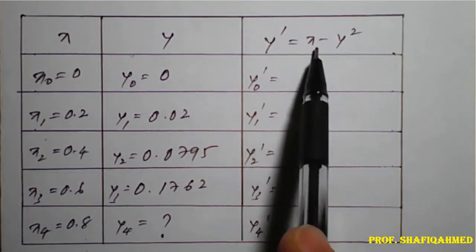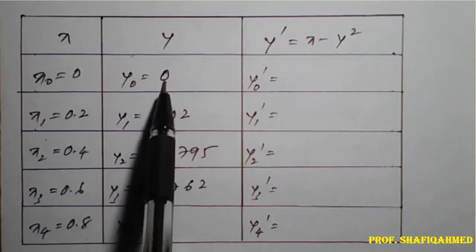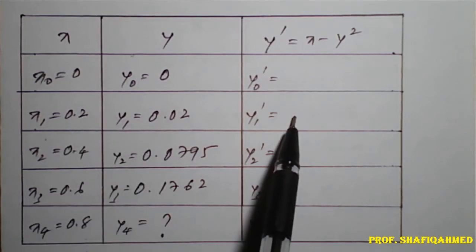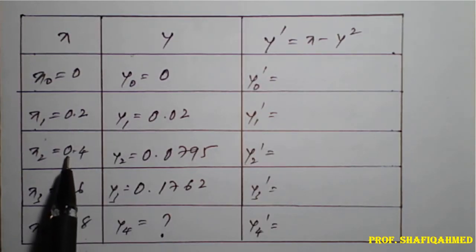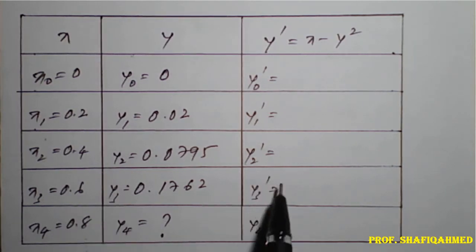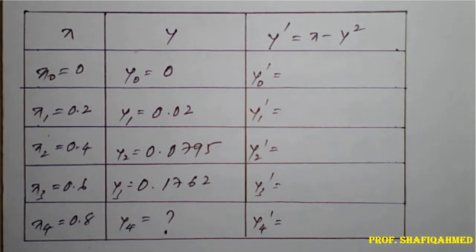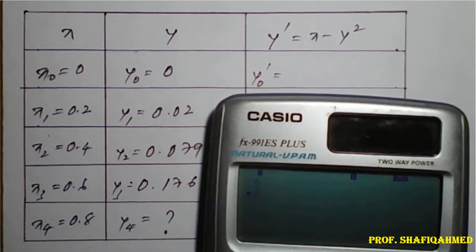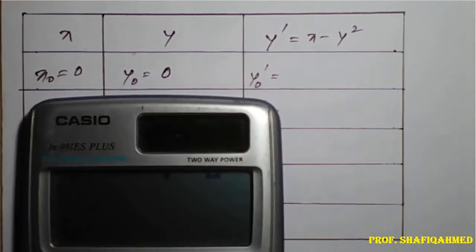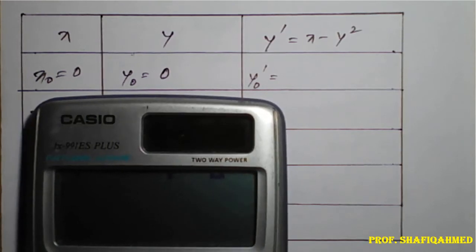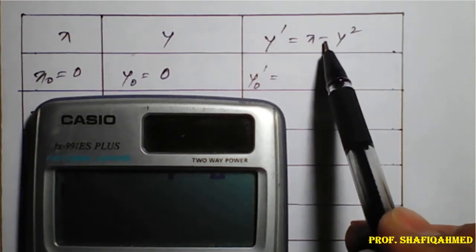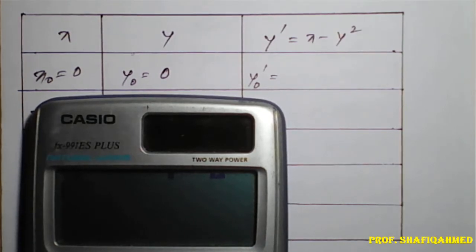From this equation, we'll replace the x value and y value and we'll get the answer. With the x value and y value, we'll get the y1 dash value, and with the next x value and y value, we'll get y2 dash. Similarly, we'll get y3 dash, and y4 we need to calculate from Milne's formula. Now, with the help of the calculator, I will prepare the expression. The expression is x minus y square. I want to write in the calculator alpha x minus alpha y square. Okay, I have prepared x minus y square.